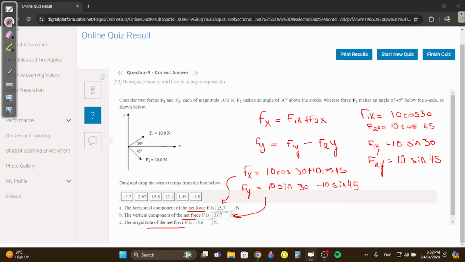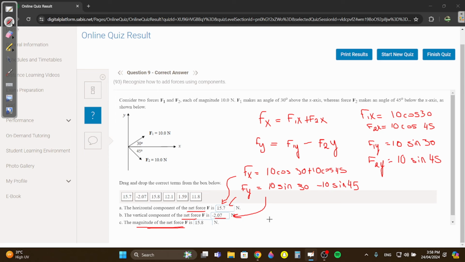Okay, I'll just write it out. 10 cosine 30 plus 10 cosine 40. For fx, you should get 15.7. Just round it to 15.7. And then for fy, you should get minus 2.071067, so you just round it to minus 2.07.